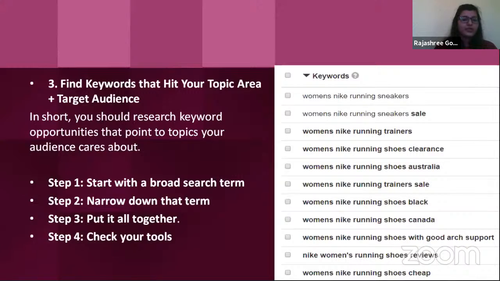And the fourth one is to check your tools. There are several tools that can help you to find your keywords. Take your list of potential keywords and, using your favorite tools, search each one of them to find your best opportunities.